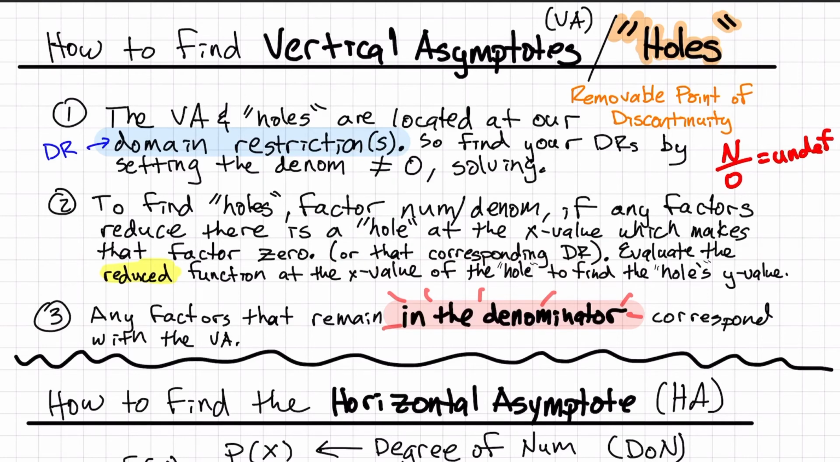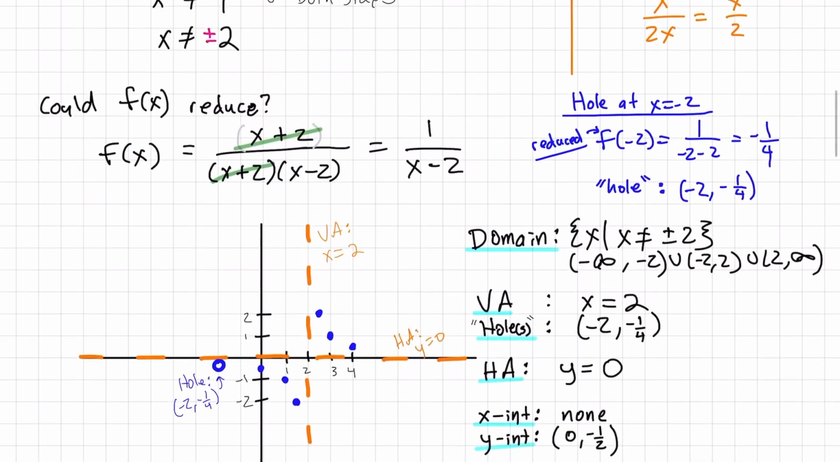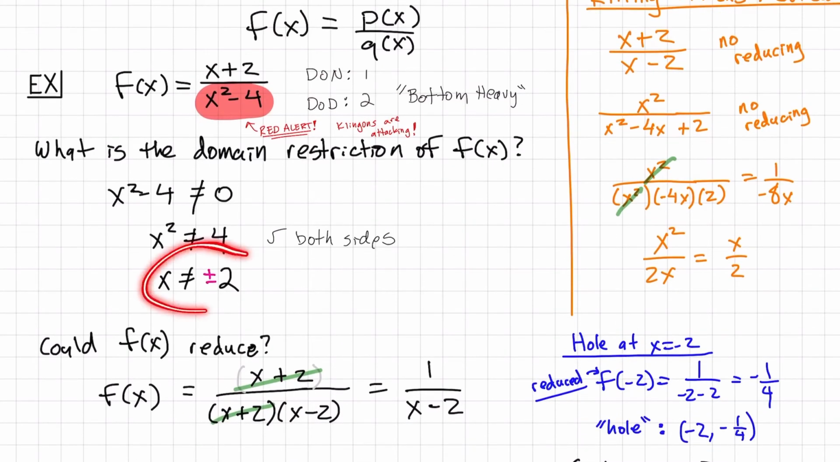And then evaluate the reduced function at the x value to find the hole's y value. So that is this right here. We knew that with the factor x plus 2 there was a hole. So we take x plus 2, set it equal to 0, and we knew that there was a hole when x equals -2, which was one of our 2 domain restrictions.